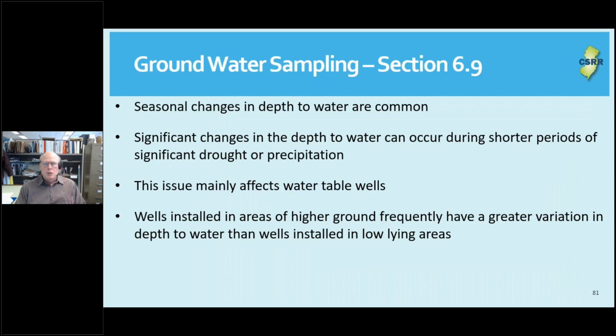While seasonal changes in water depth are common, shorter periods of significant drought or precipitation can significantly affect the depth to water. As an example, a late season hurricane can raise the water table when it is usually declining. This issue mainly affects water table wells. The location of the well can affect the range of water level variation. Wells installed in higher areas generally have a greater range of water level variation than wells installed in lower lying areas. Next slide, please.